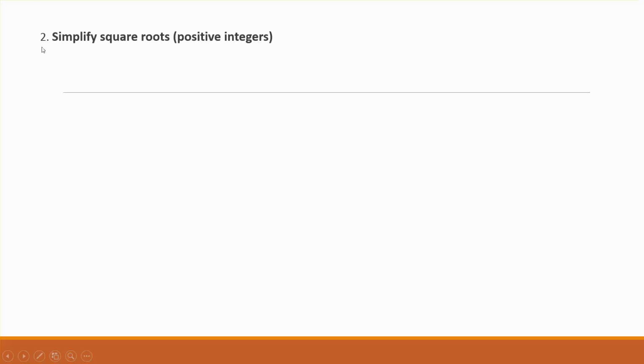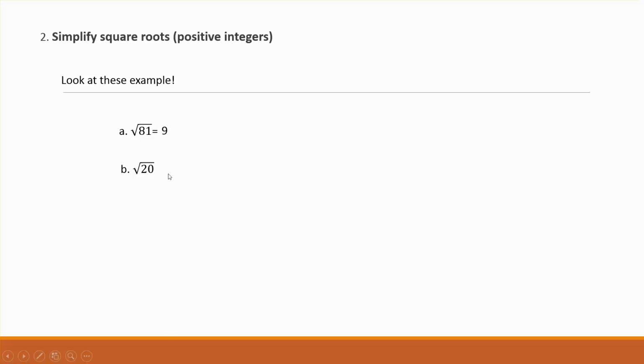It is about how to simplify square roots. I limit the number only for positive integers. For example, square root of 81, it is equal 9. And square root of 81 we call perfect square root because the result is an integer. We can find other perfect square roots. For example, square root of 4, square root of 16, square root of 100, and etc. Now what about this? Square root of 20. 20 is not perfect square root.